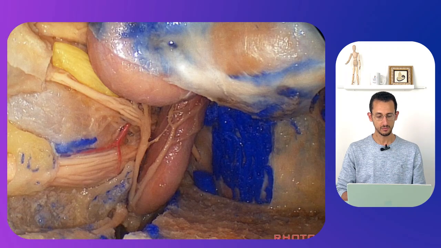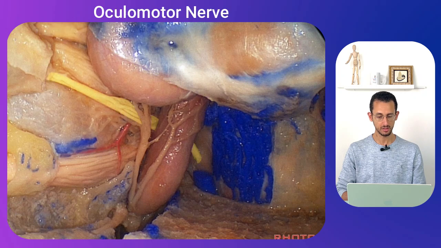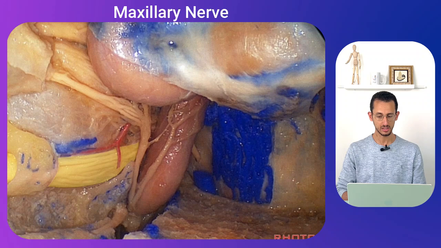Again, this is an endoscopic view from the cavernous sinus. You can see the ophthalmic nerve in the cavernous sinus, below the oculomotor nerve, superior and lateral to the abducens nerve, and lateral to the cavernous internal carotid artery. You can see the maxillary nerve as it exits the foramen rotundum.